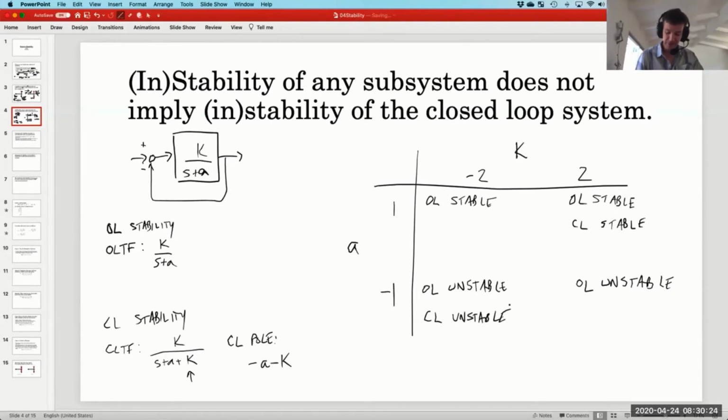And the other 2 entries in this table are going to depend heavily on the absolute value of a and k. So here we've got 1 and -2, so that sends a -1. The negative of that is +1, so this is closed loop unstable. And in the bottom right, if we were to add to a -1, we get +1, the negative of which is in the left half plane, so this is closed loop stable.